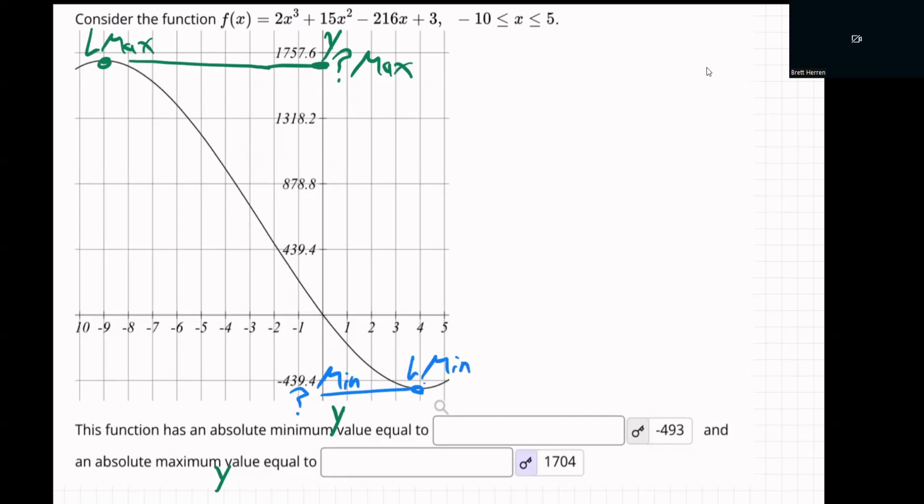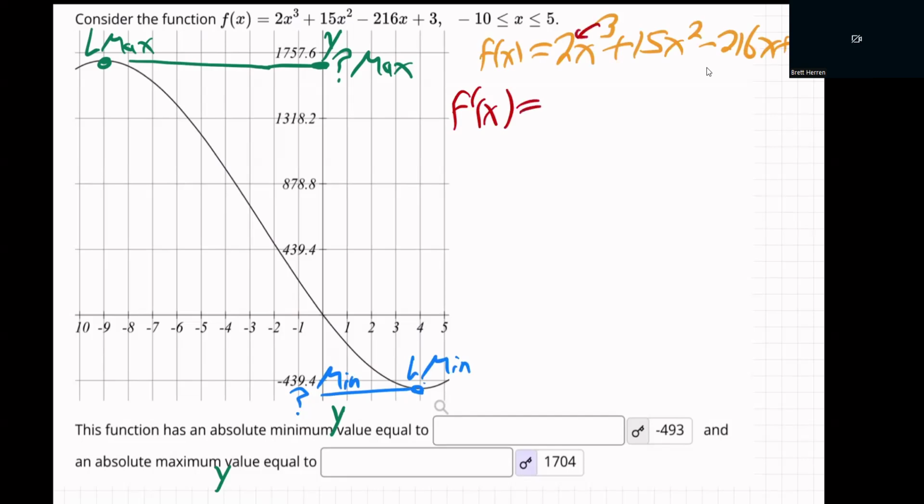Well, we've got to take the function. Let's rewrite the function here: 2x cubed plus 15x squared minus 216x plus 3. And we've got to take the derivative. Why? Because that's how you find maxes and mins, by doing the derivative.